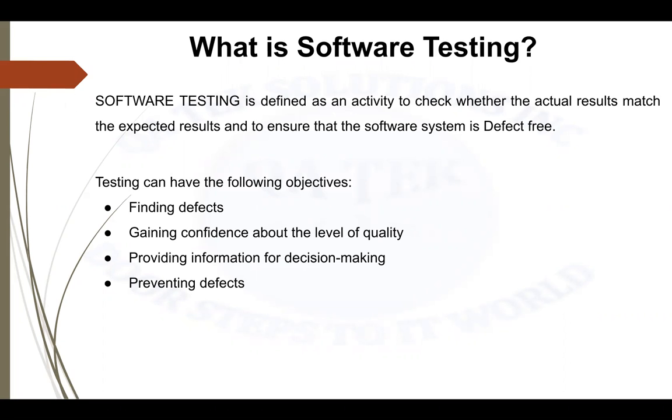The next is providing information for decision making. When you work in a company, there are a lot of stakeholders: decision makers, investors, all the big people. Based on your research and your testing, you give information to the top people on whether it's ready to go to the customer, because they are the ones who decide whether to release the software at a certain time or not. Based on your work and your data, they make a decision.